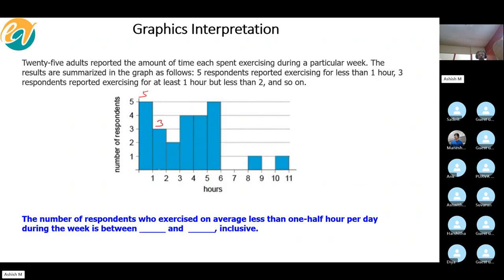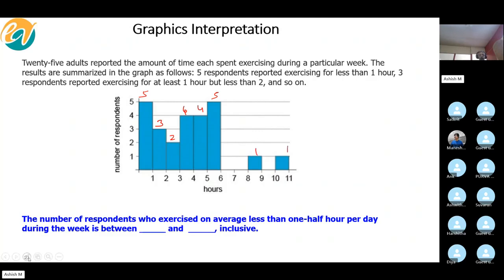Three respondents, right? This is 3. 3 respondents exercised between 1 and 2. Very nice. 2 respondents exercised between 2 to 3. 4 respondents exercised between 3 to 4. Similarly, 4 people here, 5 here, 1 and 1.